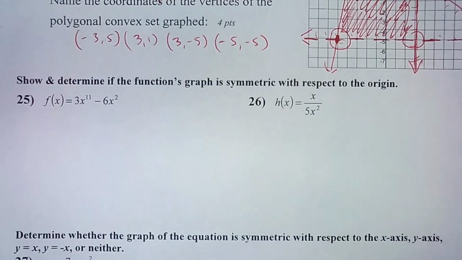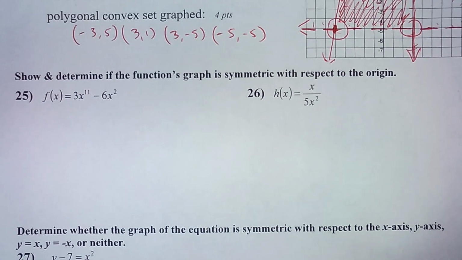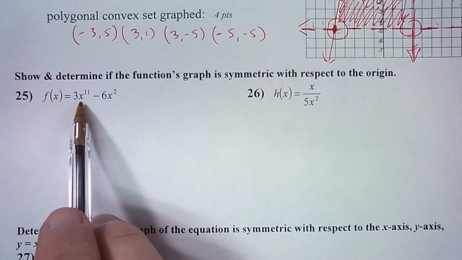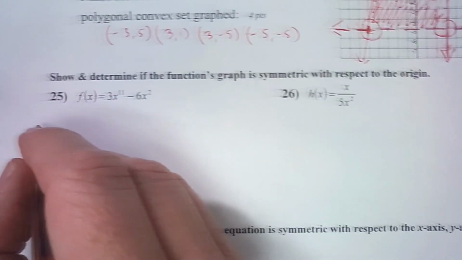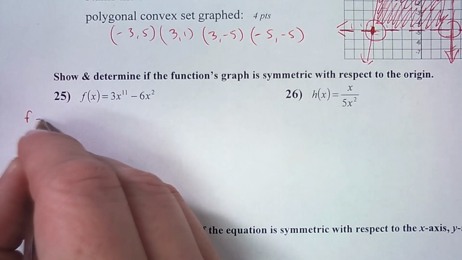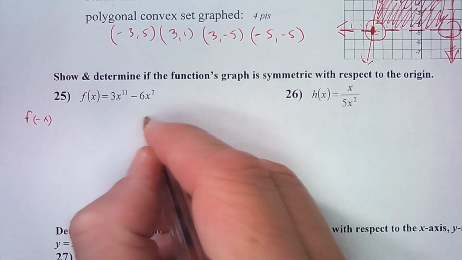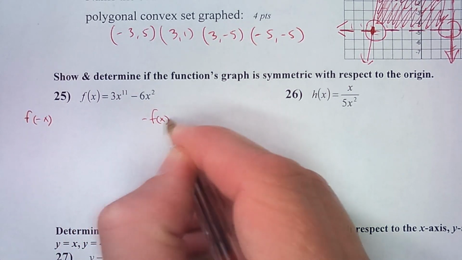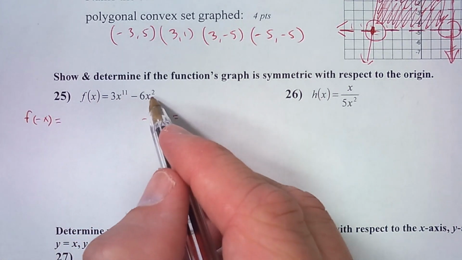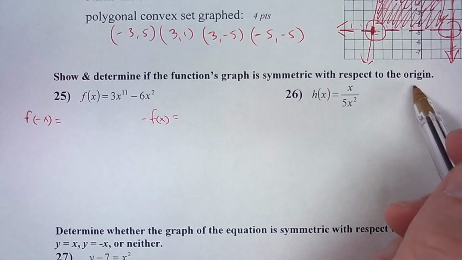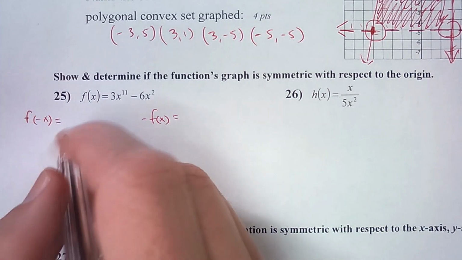Okay, determine symmetry with respect to the origin. So is there symmetry here with respect to the origin? To find that out, we do f of the opposite of x, and we do the opposite of f of x, and see if those are the same. If those are the same, then this will have rotational symmetry with the origin as its center.